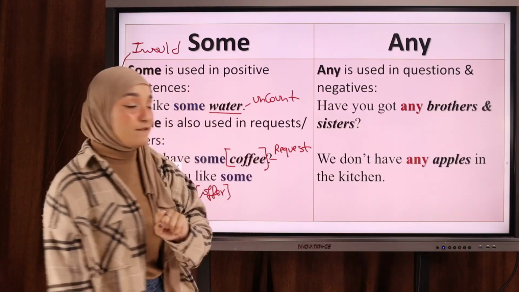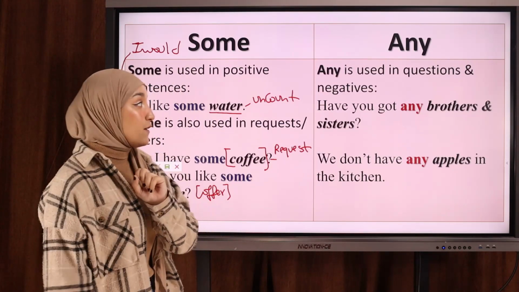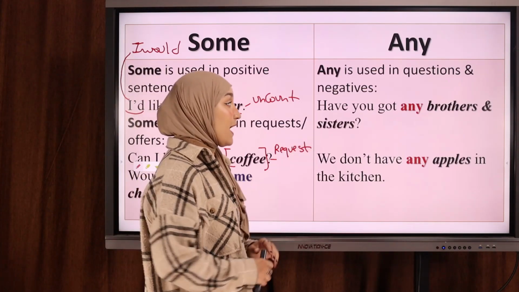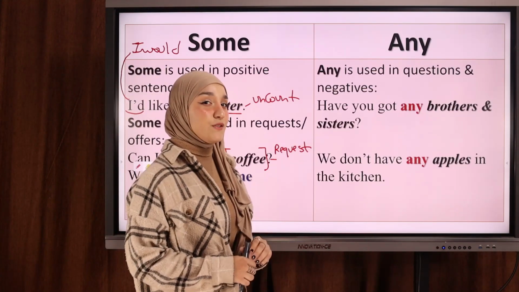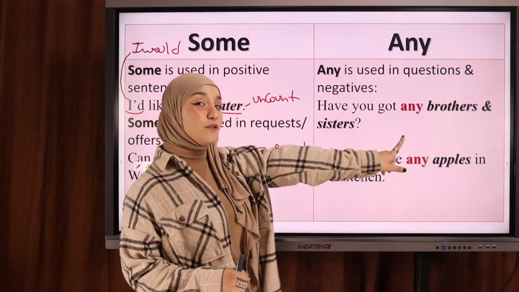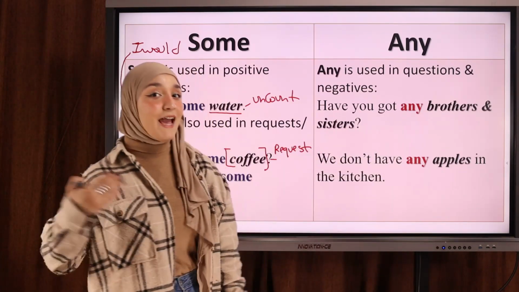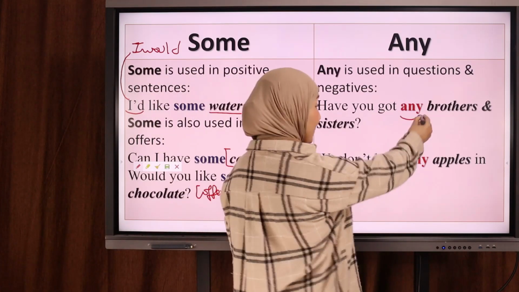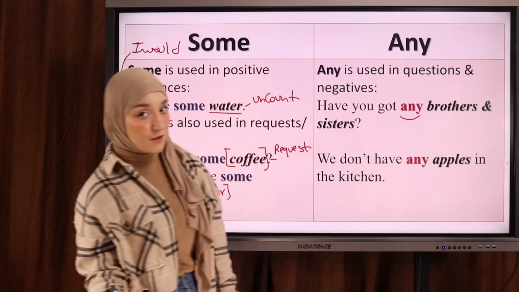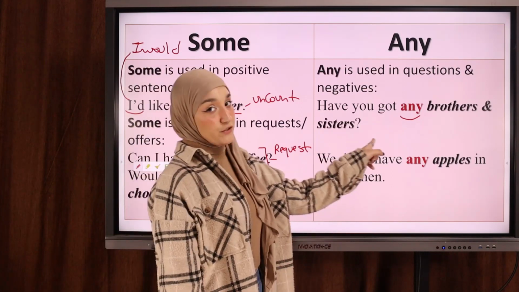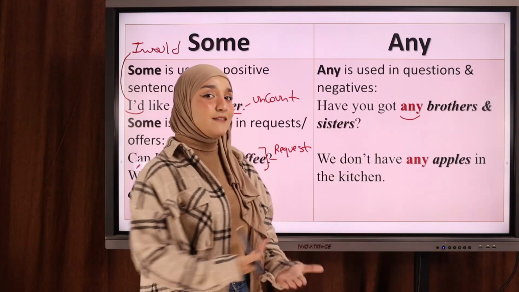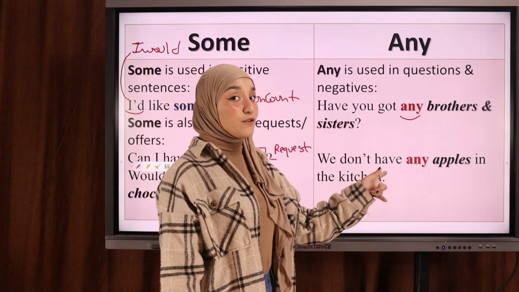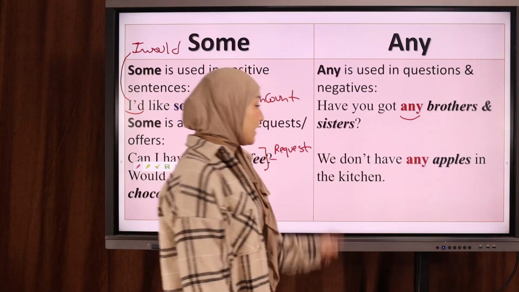يمكننا أن نستعملها في الأسئلة, okay? وصيغة النفي فقط, okay? So here's an example. Have you got any brothers and sisters? هل لديك أي إخوة وأخوات؟ Okay? So this is a question. هذا سؤال. هل لديك هل تملك أي إخوة وأخوات? So have you got any brothers and sisters?